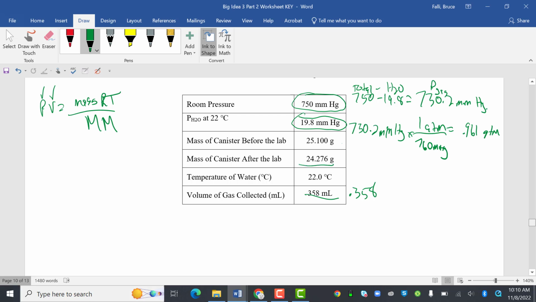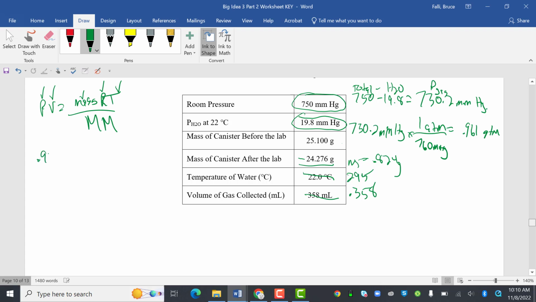So I'm going to subtract these two. So 25.1 minus 24.276 equals M equals 0.824 grams. Should check. Temperature of the water. 22 plus 273 is 295. Check. R is a constant. Check. Let's plug it in and do these now.